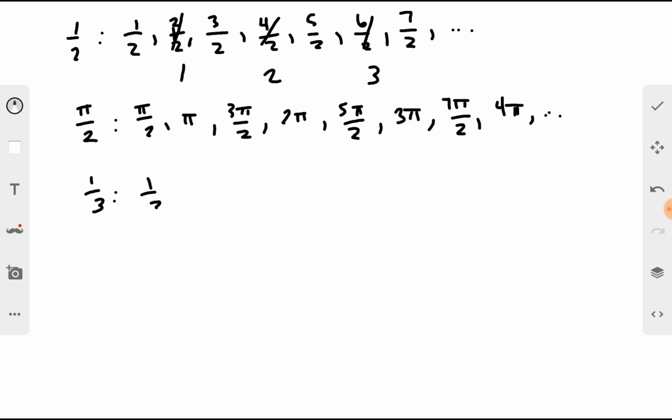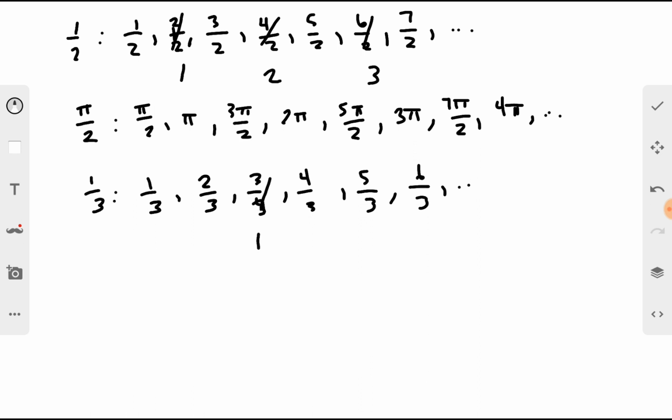Okay, so I'd say 1/3, 2/3, 3/3, 4/3. Whoops, I did a 4 there. 4/3, 5/3, 6/3, and so on. We would just keep counting by thirds. All right, but some of these reduce.